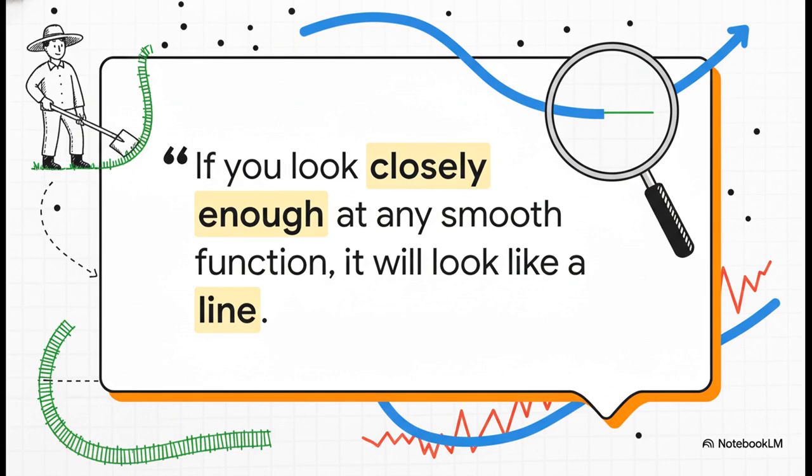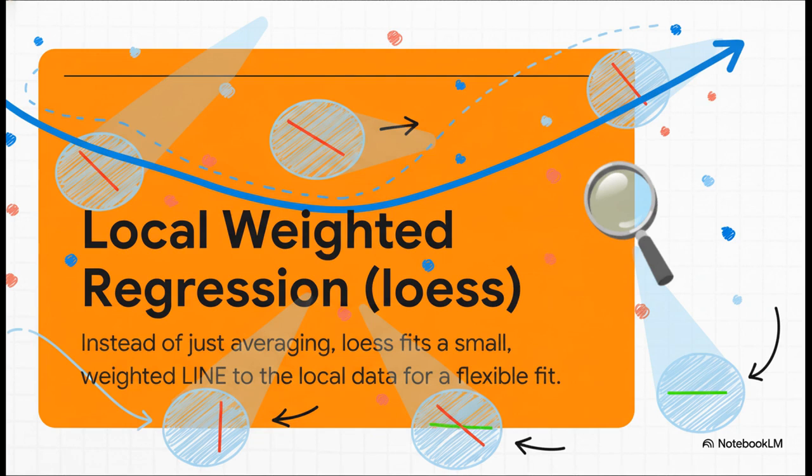Think about a gardener trying to create a perfect curve in a lawn using just a straight-edged spade. They make a series of tiny straight cuts that, when you step back, form a perfect smooth curve. This illustrates a concept from Taylor's theorem. Any smooth curve, if you zoom in close enough, starts to look like a straight line. And that is exactly what LOESS does.